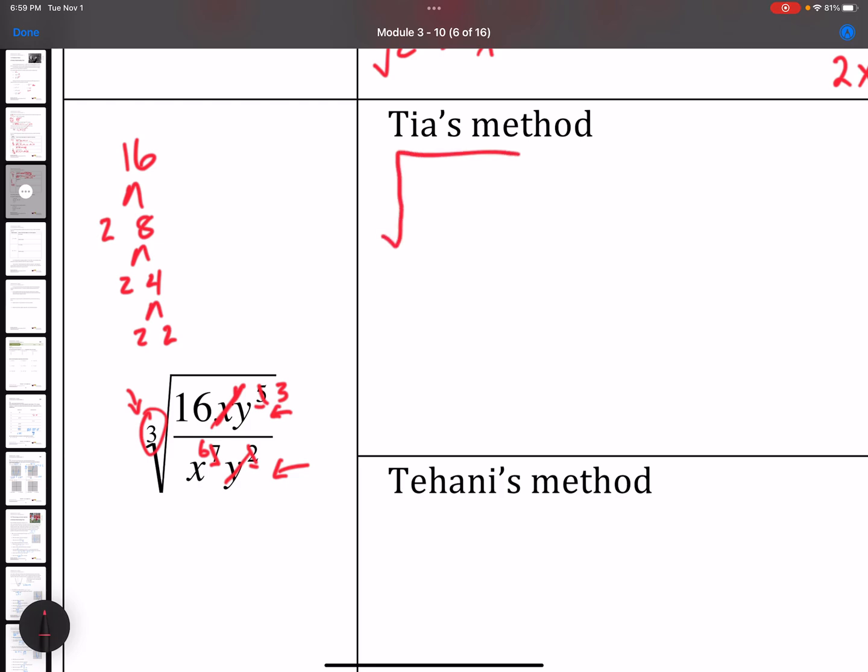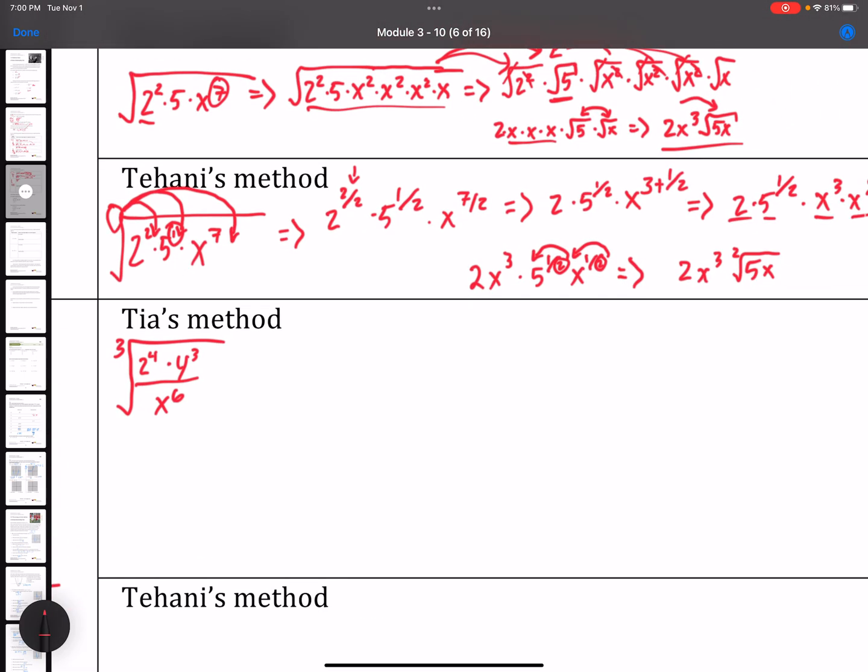Okay, now we can set up this cubed root again, where we have 2 to the 4th power times y cubed in the numerator over x to the 6th power. So Tia's method has been, let's get in terms of our radical first, and then let's try to simplify. So I need to set that 2 to the 4th in terms of cubes. I'm going to go 2 cubed times 2, and then times y cubed, which is already in terms of a cube, over x cubed times x cubed, because that x to the 6th breaks up into 2 cubes, right?